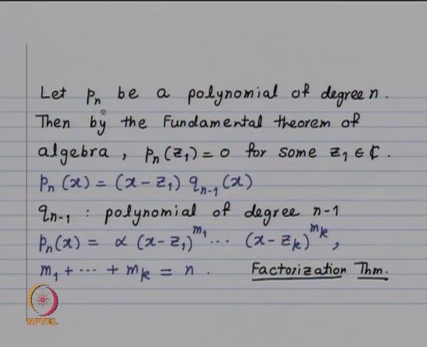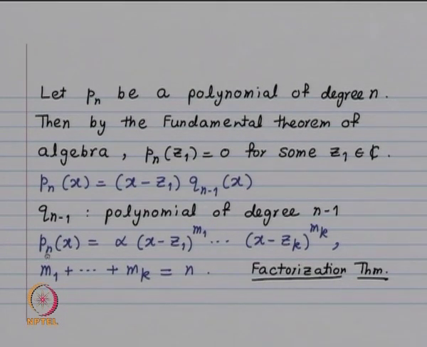Let us recall the factorization theorem which we had mentioned in the last lecture. Suppose P_n is a polynomial of degree n, then by the fundamental theorem of algebra, it has at least one root. So, P_n at z_1 is equal to 0 for some z_1 belonging to C. Now, we write P_n(x) as (x minus z_1) times q_{n-1}(x). Since P_n is a polynomial of degree n, q_{n-1} will be a polynomial of degree n minus 1. Now, q_{n-1} will have a root. It can be either root z_1 or some other root.